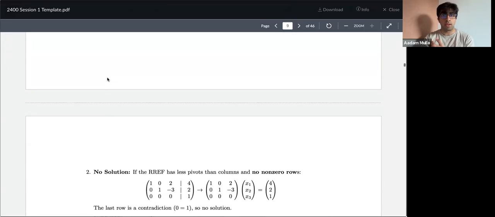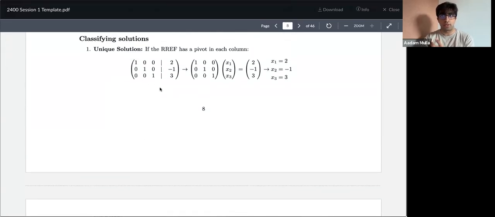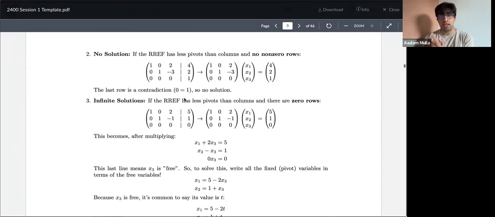So your first case could be, I don't even have a row of zeros. I have 0, 0, 1, so I'm good. I should have one solution. The second case would be, when I row reduce my matrix, I end up with 0, 0, zeros here. There's one of two cases. If you have a number here, then you have no solutions. But if you have a 0 here, then we're going to get infinitely many solutions.